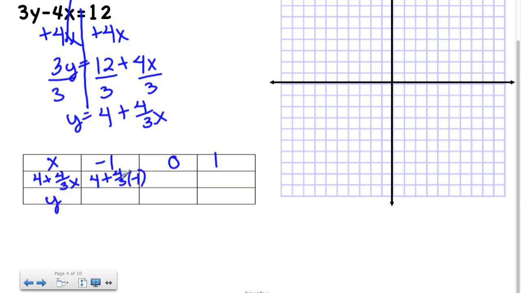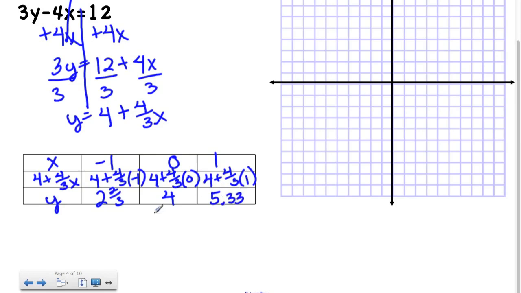Anything times -1 is the opposite sign. So now it's 4 minus 4/3, which is 1 and 1/3. So 4 minus 1 and 1/3 is 2 2/3. And then you have 4 plus 4/3 times 0. Anything times 0 is 0, plus 4 is 4. And then you have 4 plus 4/3 times 1. And anything times 1 is the other number. So 4 plus 4/3 is 5 1/3.